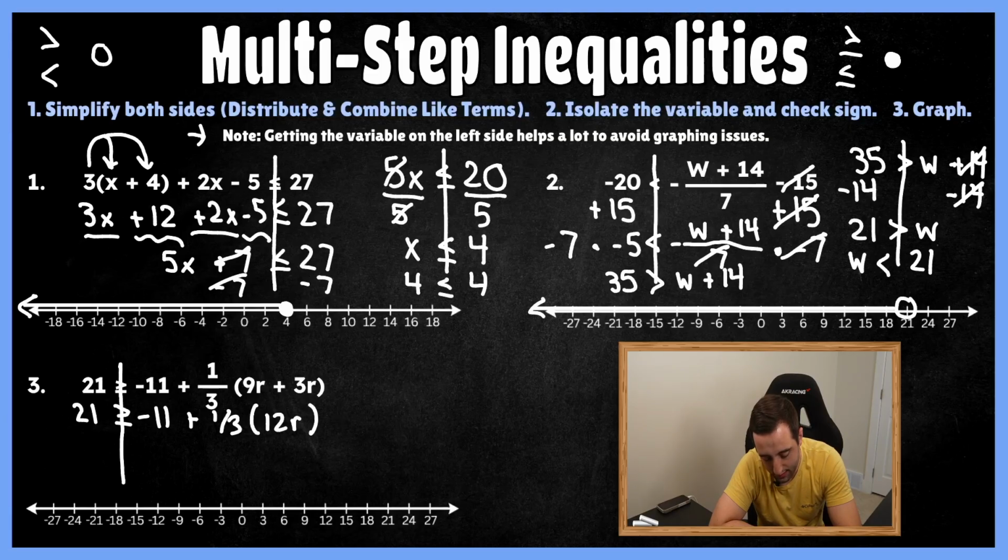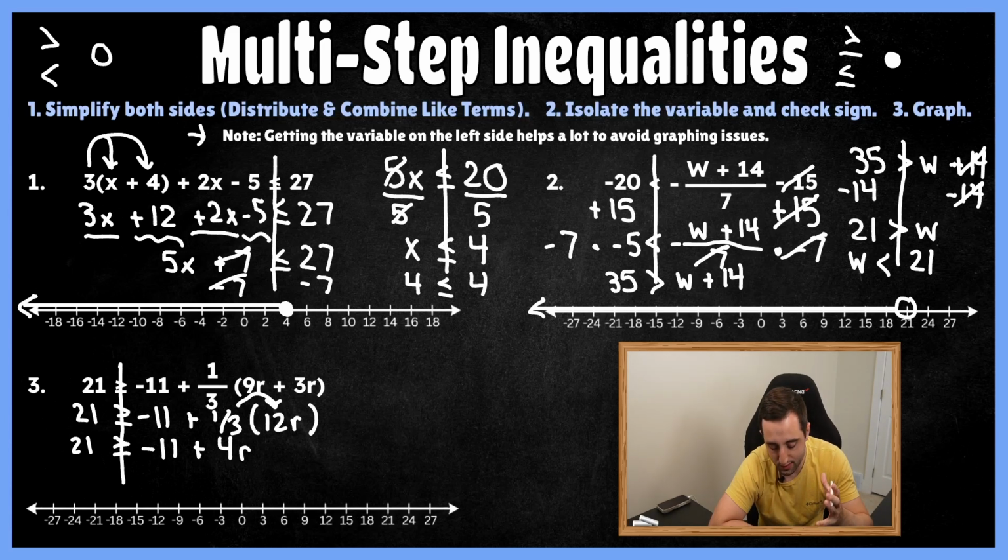There's a 1/3 on the outside of parentheses, so let's distribute that to 12r, and then we'll leave everything else the exact same. So 21 is greater than or equal to negative 11 plus 1/3 times 12 is going to be 4r. And now we can check to see, can we combine any like terms? Well, negative 11 and 4r are not like terms.